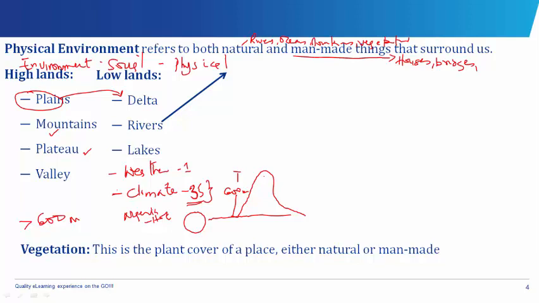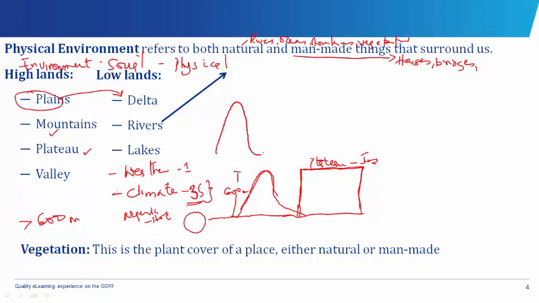Then a plateau, on the other hand, is also a highland, but this time around the top is flat. So you have something like this. So people can live on a plateau. For example, Plateau State, the capital of which is Jos, is a highland but has a flat top. So flat tops allow people to live on it, unlike mountains that could be very steep. So you have to understand the difference between plateau and mountains.